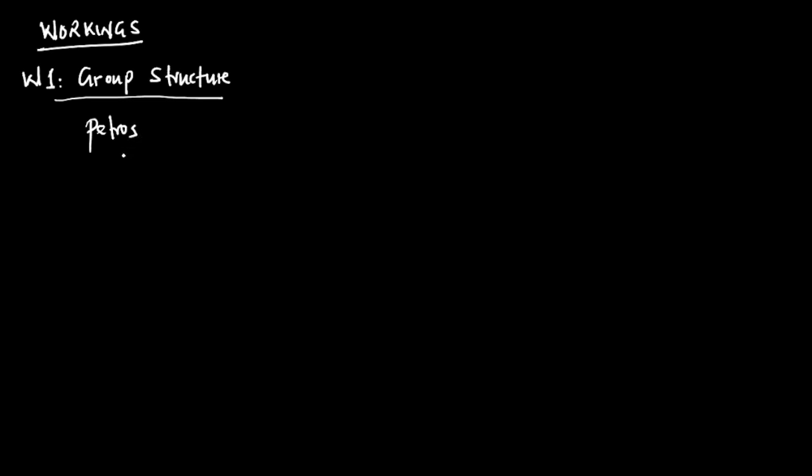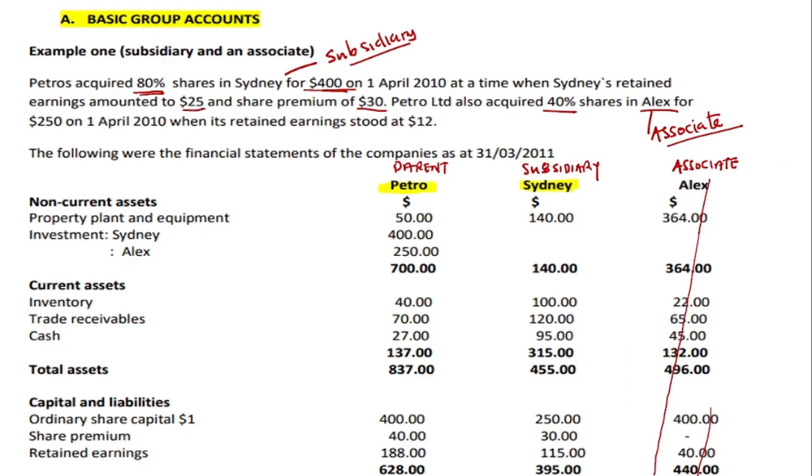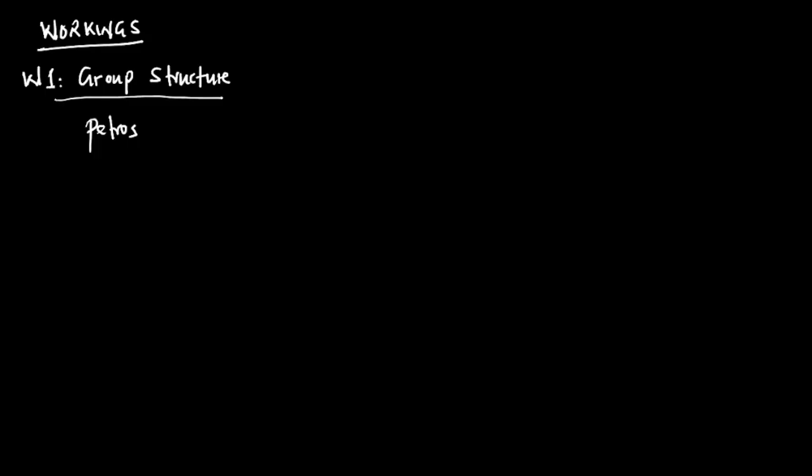So I want us to look at the group structure. This is very important because it will help us to understand how you do it. You start with Petro as a parent company, then you draw an arrow down straight. Okay, then you have SIDIN, that is the subsidiary.